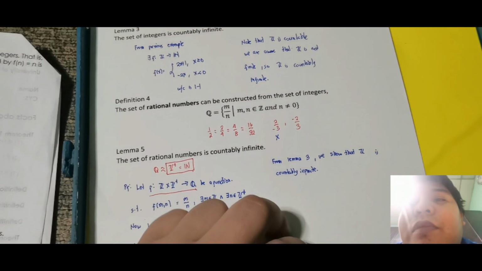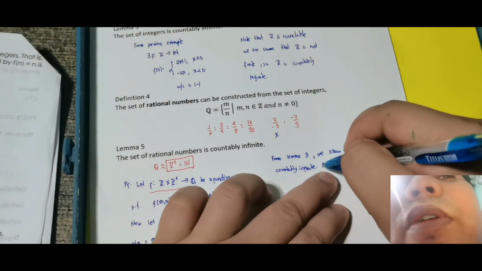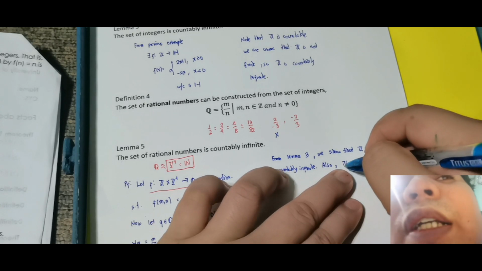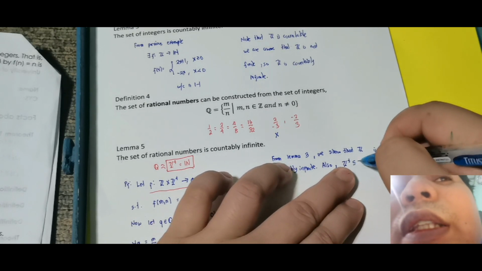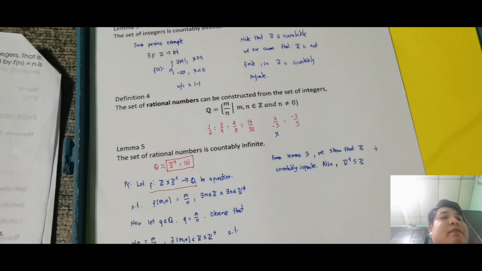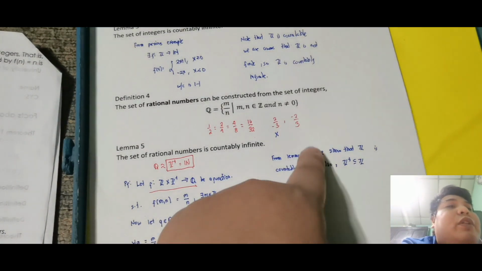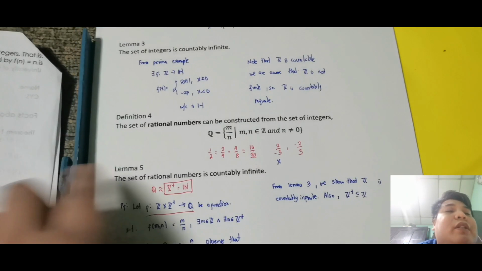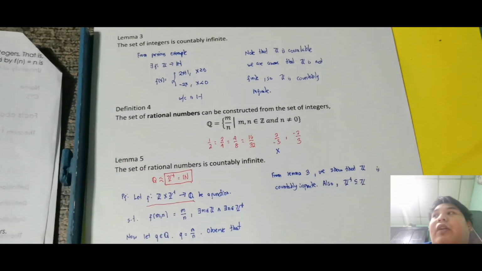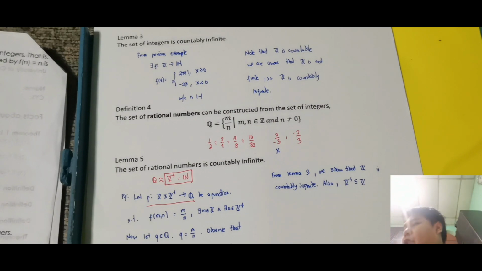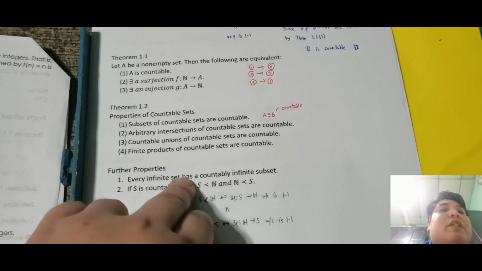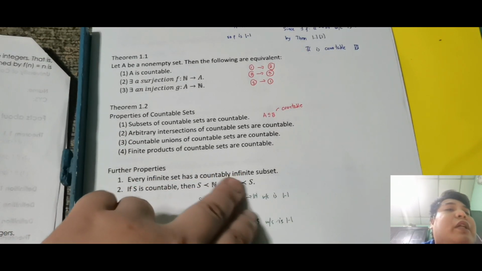Also, aware kayo, Z plus is just a subset ni integers. Tama ba? Ulit ko lang, we show that Z is countably infinite. Also, we show that Z plus is a subset of Z. Ngayon, sabi ng ating previous property, subsets of countable sets are countable, or every infinite set has a countably infinite subset.